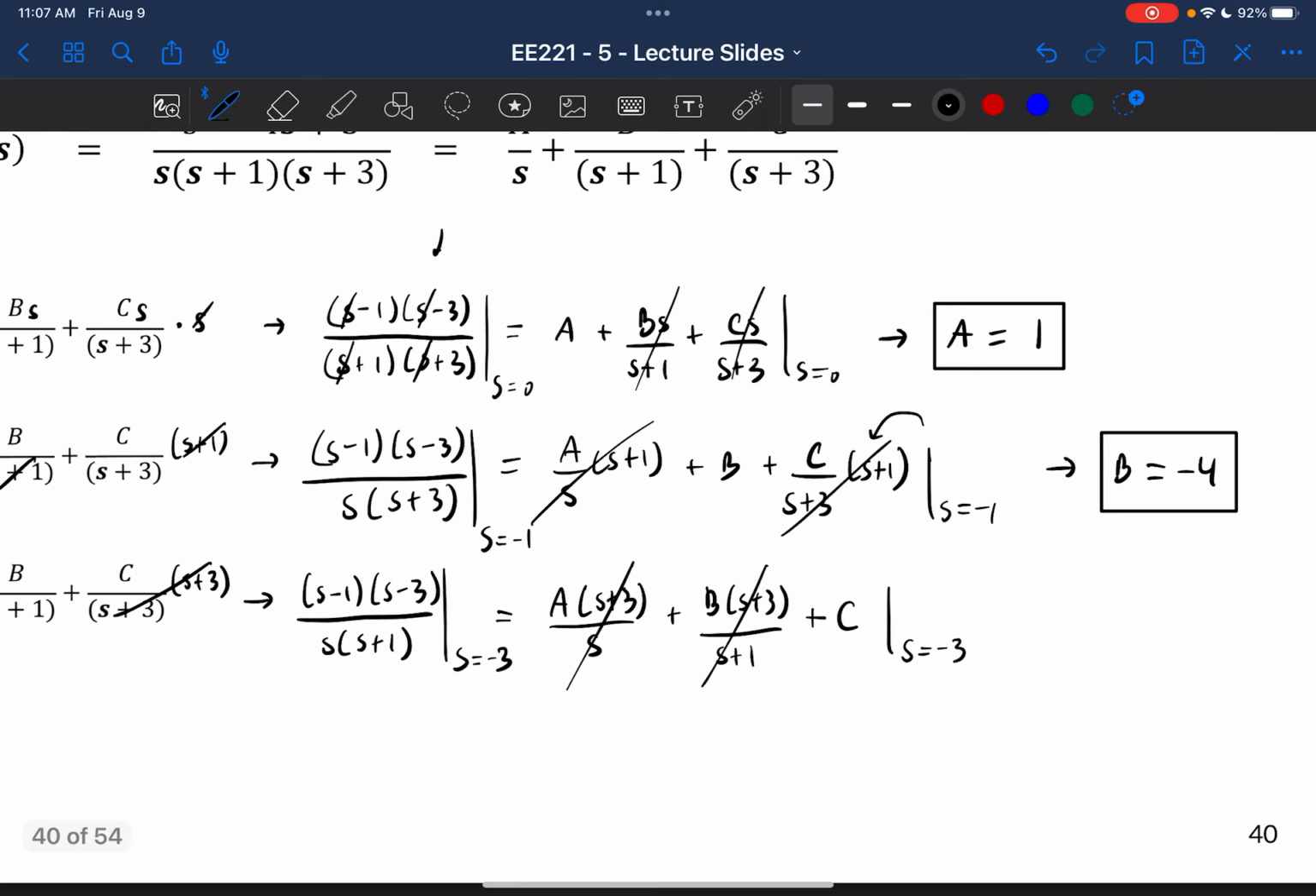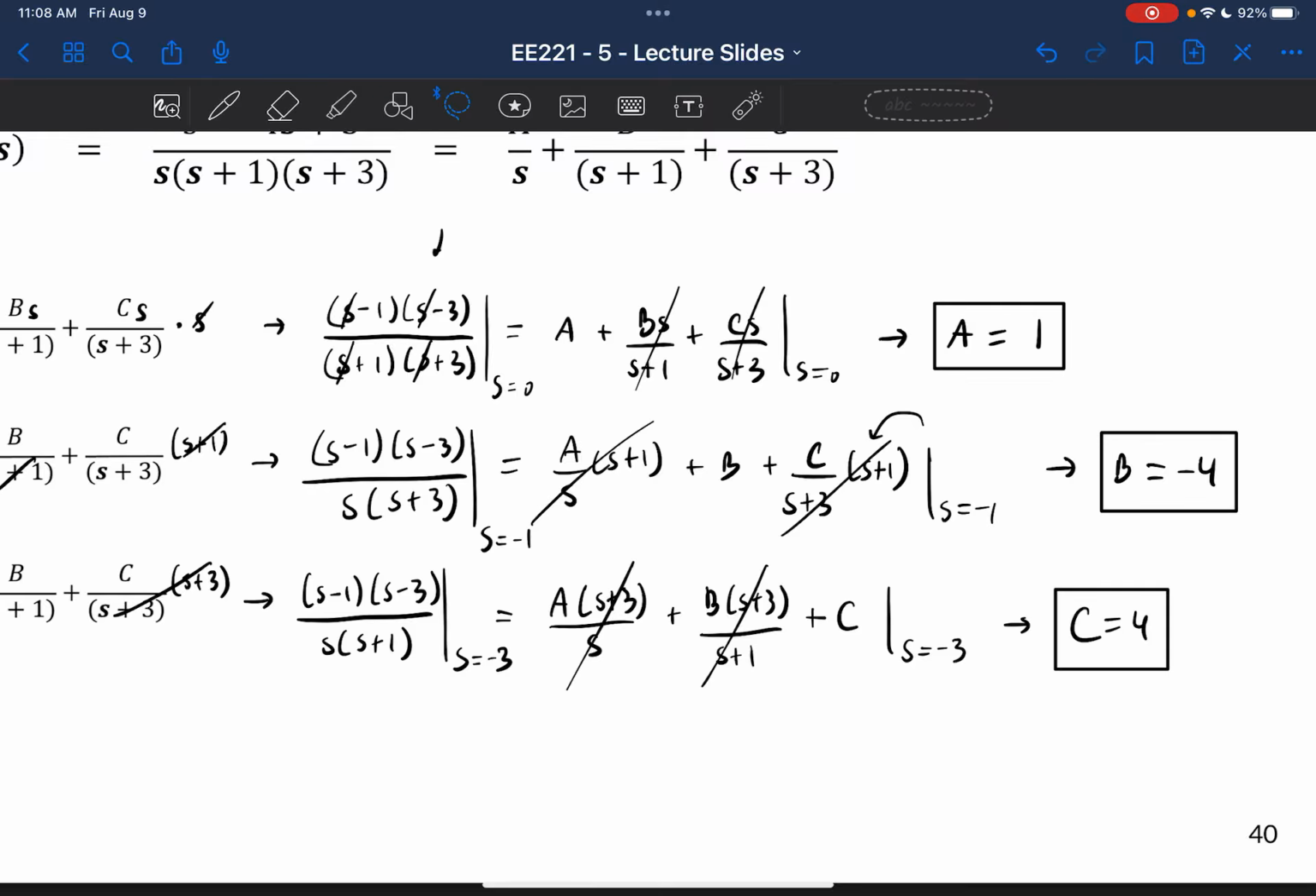And let's take a look. Negative 3 minus 3 is negative 6. Negative 3 minus 1 is negative 4, so that gives me 24 in the numerator. And I got negative 3 plus 1 times negative 3 in the denominator. Sorry, I'm trying to do all this in my head. Negative 3 plus 1 times negative 3, that gives me a positive 6. So I had 24 on the numerator, 6 on the denominator. That's going to give me a value of 4, and that's correct. So C is 4.